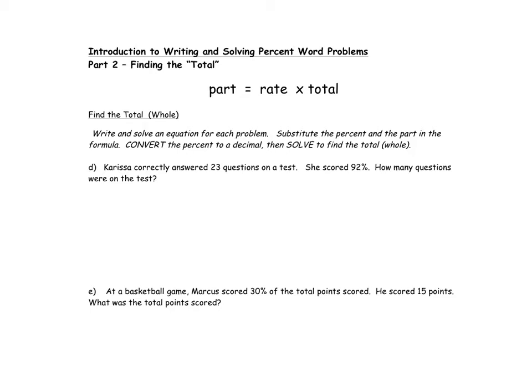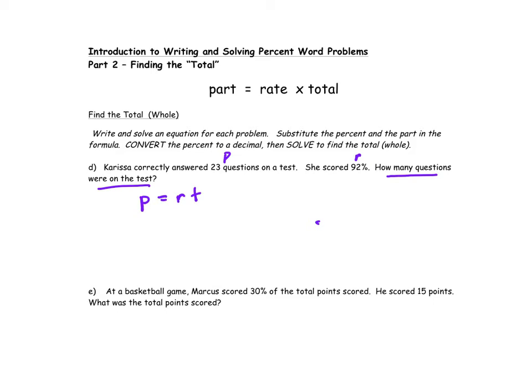So our first word problem says Carissa correctly answered 23 questions on a test. She scored 92%. How many questions were on the test? So as we look at this, when it mentions that she answered 23 questions correctly, this is the part. And the percent, we call the percentage rate for R. And so we're being asked to find how many total questions are on the test. So that's what we don't know. So in our formula, P equals R times T, we're going to substitute the numbers that were given in the word problem in the correct spot.